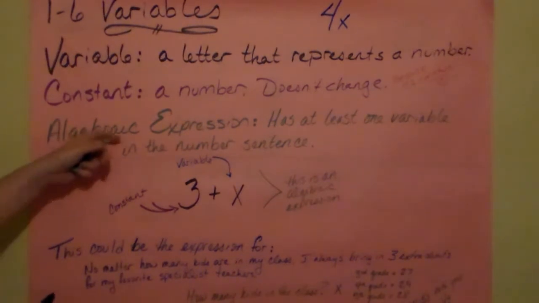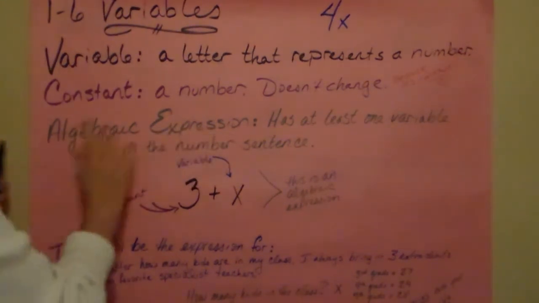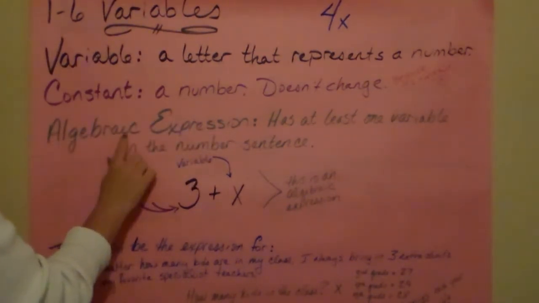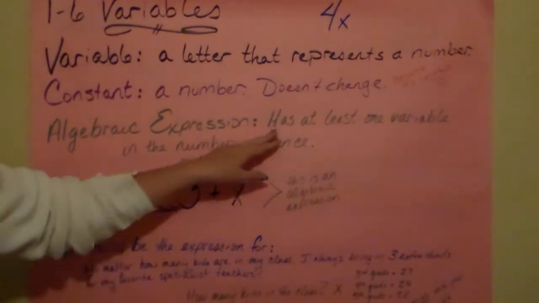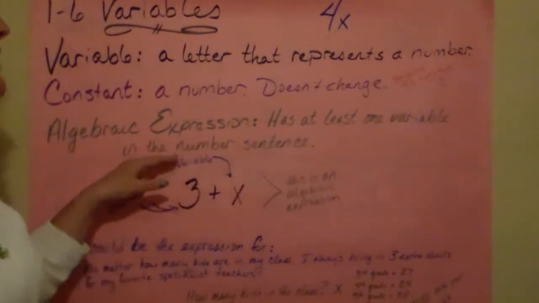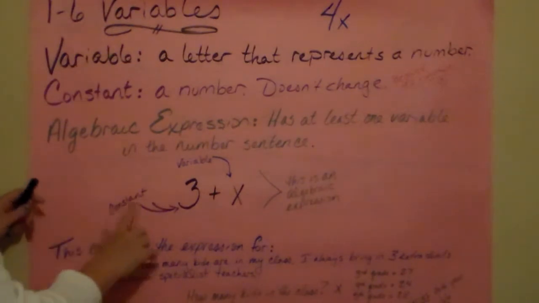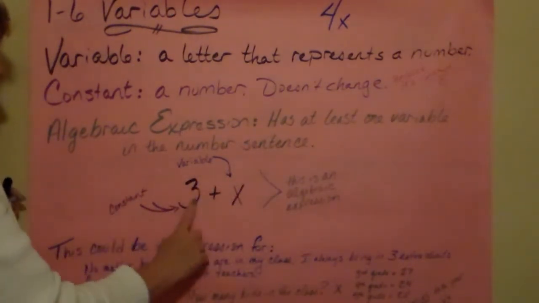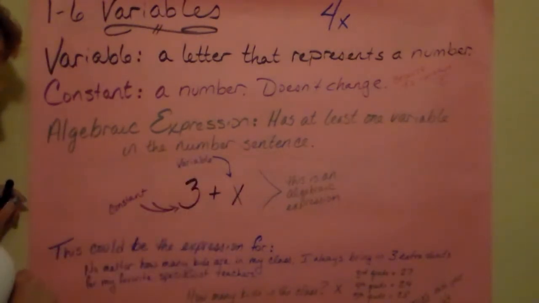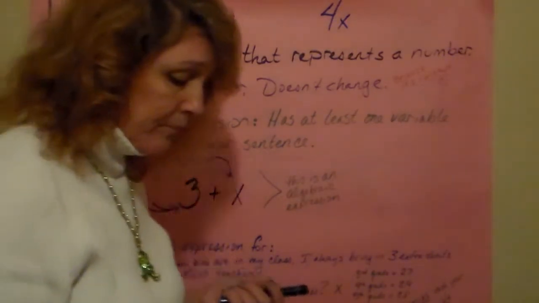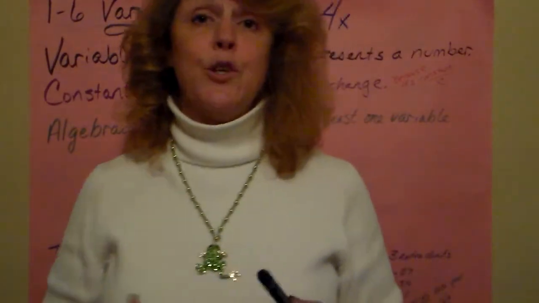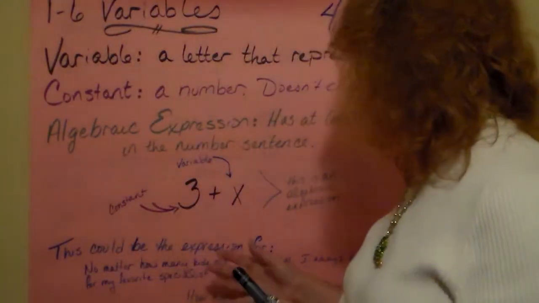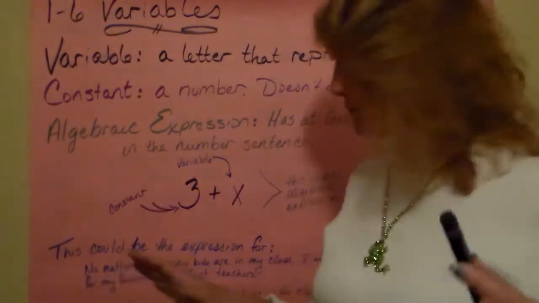An algebraic expression, see the algebra in there? An algebraic expression has at least one variable in a number sentence. So here we have 3 plus x. This is an algebraic expression with a constant and a variable. Now, the question is, what do I use this for? Well, word problem. Are you ready?